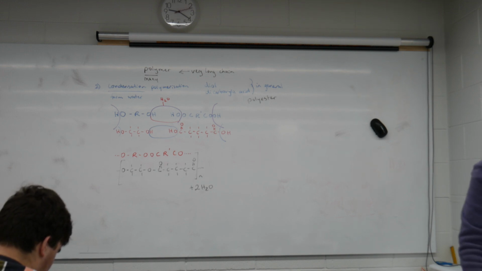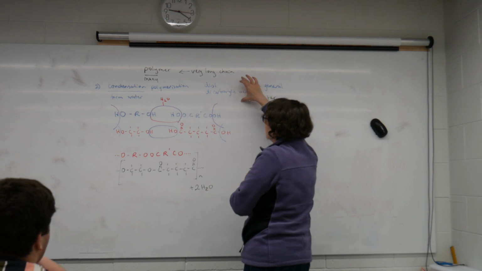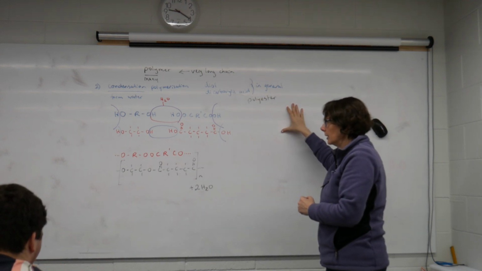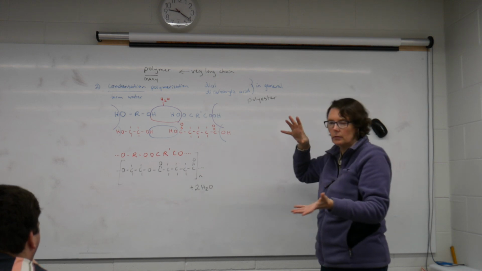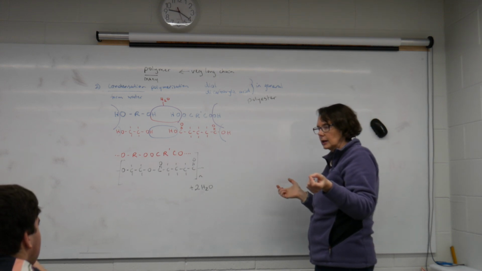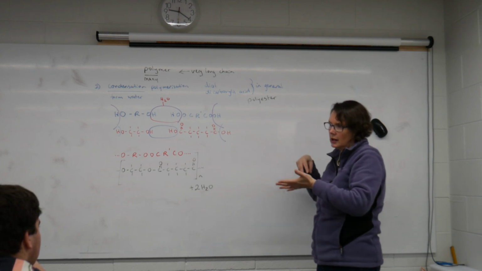And as I said, you can also do it differently. This is using a diol and a dicarboxylic acid, but we could also produce a polyester by reacting a molecule that has an alcohol and carboxylic acid functional group on it, where it just would end up joining end to end.